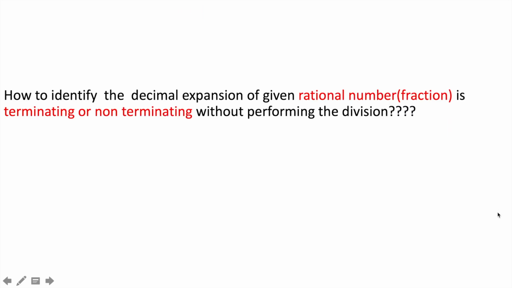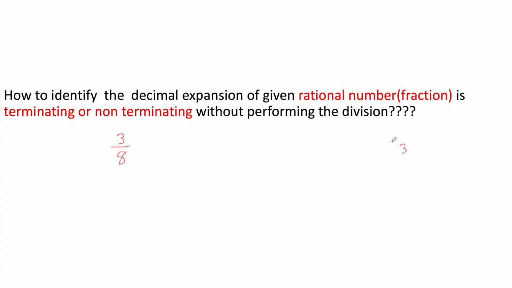And how to identify whether the decimal expansion of a given rational number is terminating or non-terminating without performing the division. This means for a given fraction, how will we identify whether the decimal expansion of that fraction is terminating or non-terminating? That we are going to discuss now. For example, I am writing 3 by 8. It's a fraction, it's a rational number. If I am expanding this fraction as a decimal, that decimal number can be terminating or non-terminating, right? So how will I identify this?